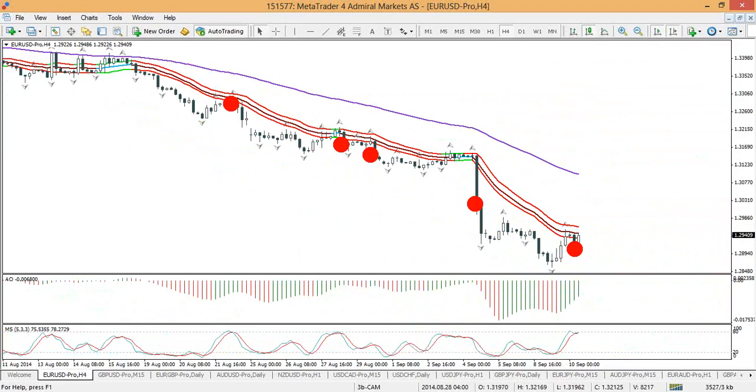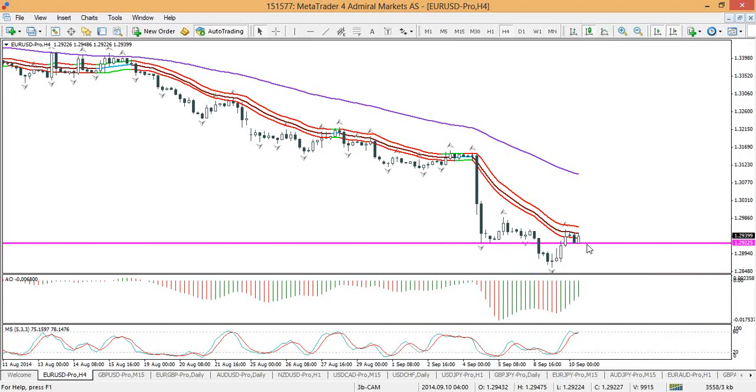Here, yeah, I would rather wait personally because we did close with this candle below. But still, I'd rather probably wait for the break of the low of that candle, 129.22.